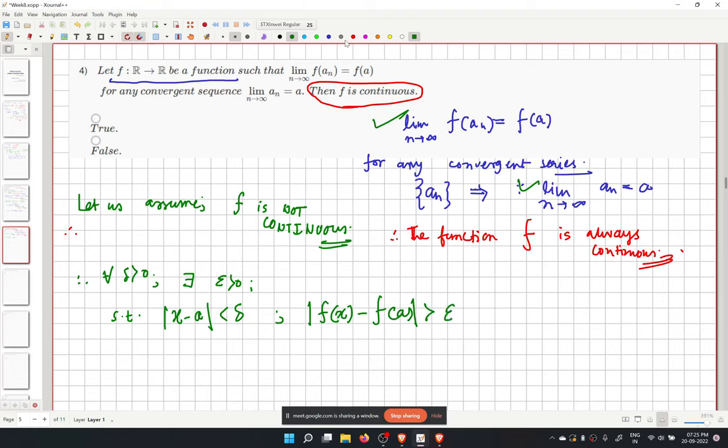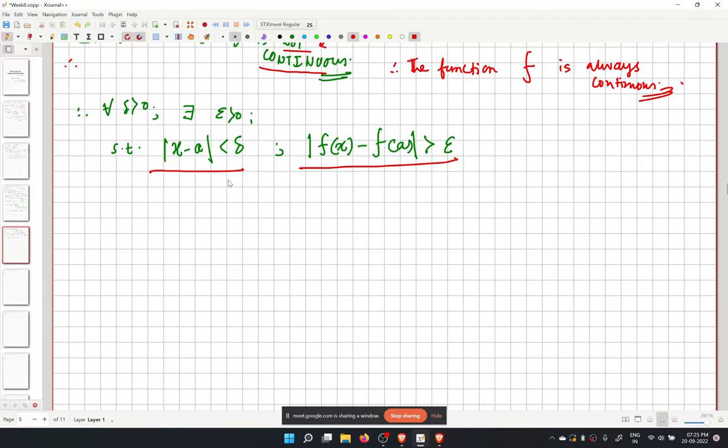So where is the discontinuity here? This discontinuity is present at the point x equal to a. So that's why we are probing this point here. Okay. So now let us proceed with this information and take delta equal to 1.